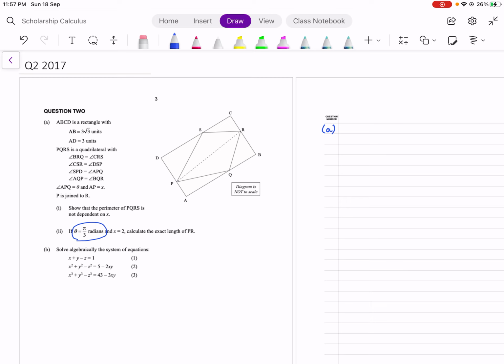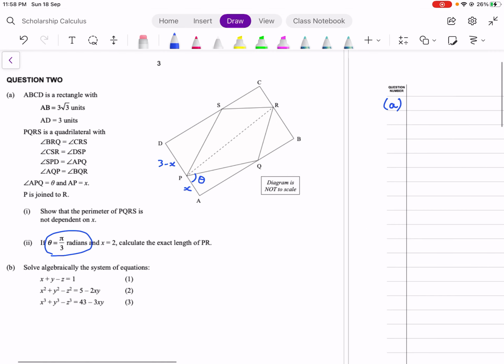Okay, so the first thing is we're told APQ is equal to theta, and we're told that AP is equal to x. We are told that AD is 3, so this must be 3 minus x. We're told that AB is 3 root 3. You need to be able to find the length AQ.